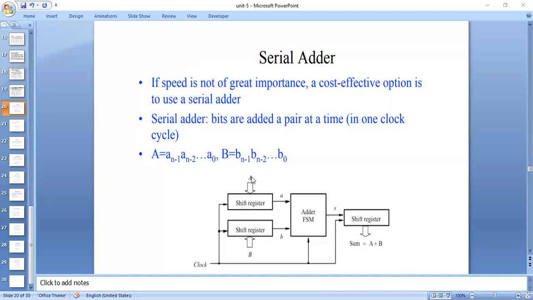You have to assume the data which will be contained in this shift register. Assume this is A and this will be B, and A is a 4-bit number and B is also a 4-bit number. For the incoming clock pulse, it performs the right shift operation. So the input will be applied to this full adder. And here you have to remember one thing.